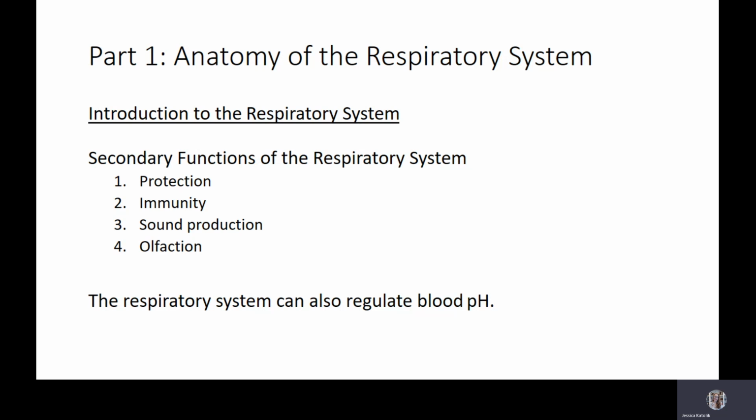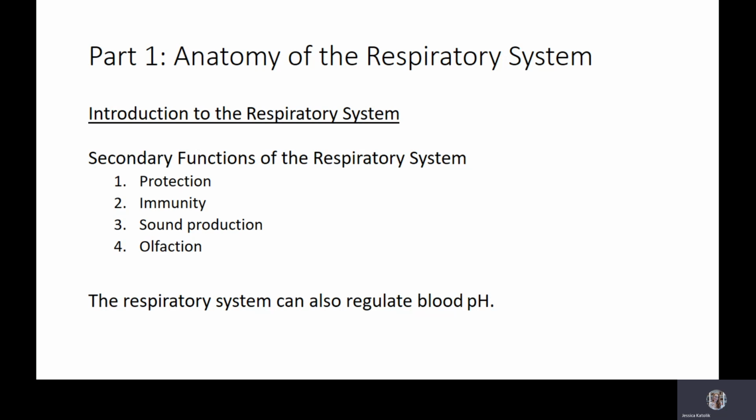Lastly, the respiratory system plays a really important role in regulating the pH of our blood and our body. That's because carbon dioxide is closely linked to our pH levels. And again, we'll learn more about that when we get into vertebrate physiology.